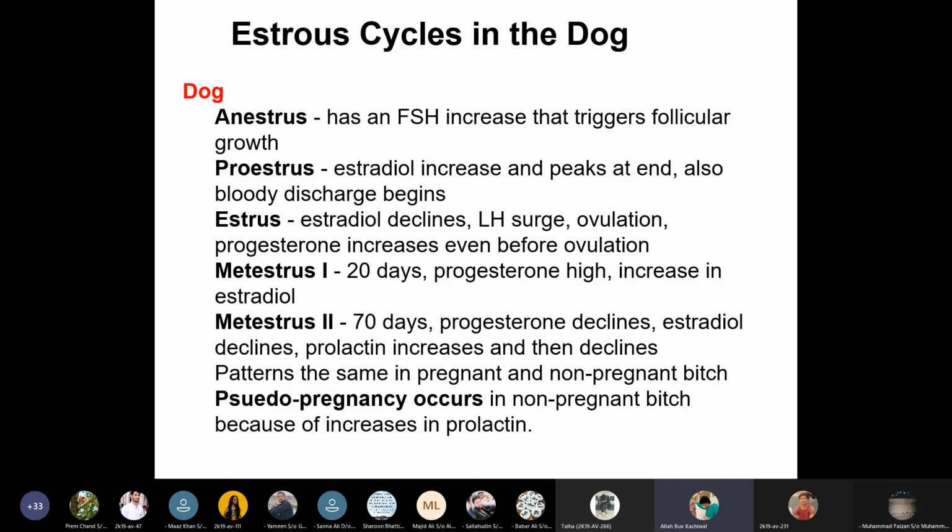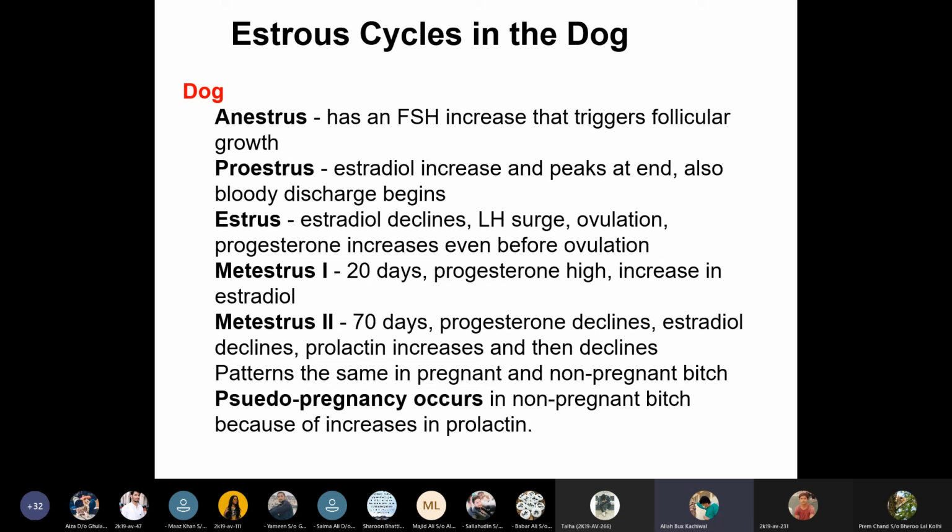The anestrus has follicle stimulating hormone increase that triggers the follicular growth. Proestrus in the dog: estradiol increases and peaks at the end, and bloody discharge begins. Whereas in estrus the estradiol declines and luteinizing hormone surges and ovulation takes place. Progesterone increases even before ovulation. Metestrus 1 is after 20 days, and progesterone will be increased along with an increase in the estradiol level.